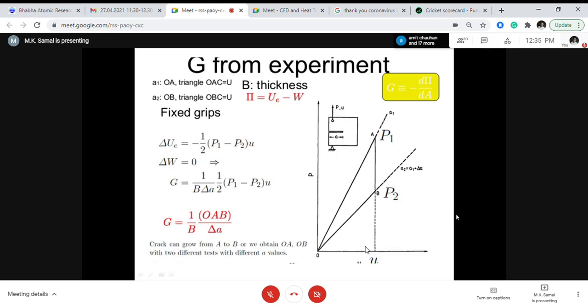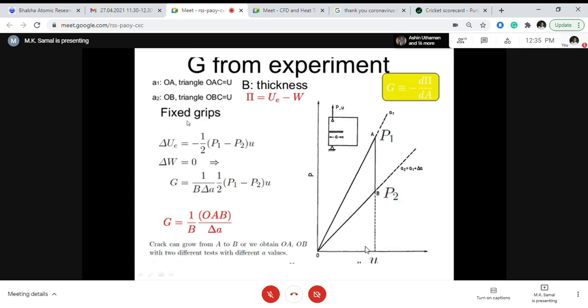To elaborate, as I told, there are two ways we can load this specimen. Either we can use displacement control or load control. The first case I am talking about: according to Griffith, G is nothing but minus dPi by dA, where Pi is the potential energy, per unit area. And why is it negative? Because it is energy released from the system, so it is negative. That's why the negative sign is there.